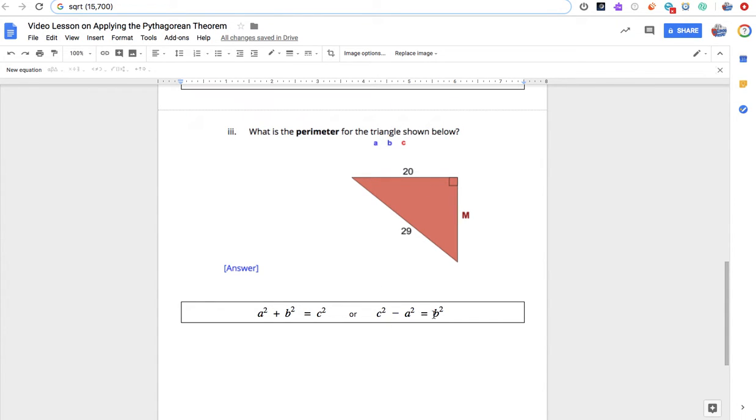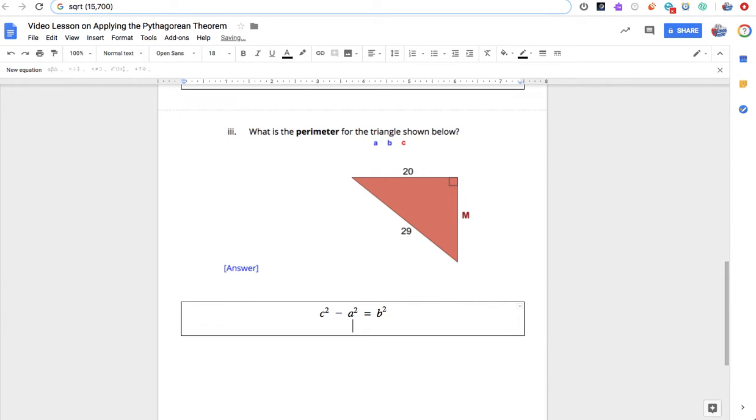Which formula is going to be easier to use? Think about that for a second. We know what the hypotenuse is, the long side. c is going to be 29. We know one of the legs, but we don't know another leg. So I would be using the c squared minus a squared equals b squared variation, because that's just a little bit easier to work with.